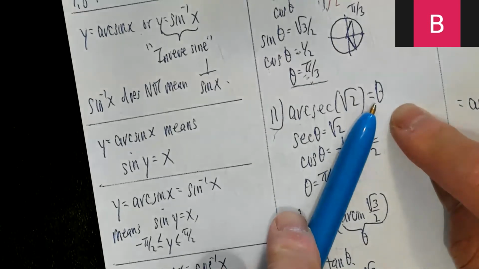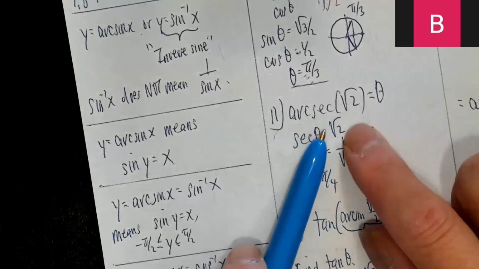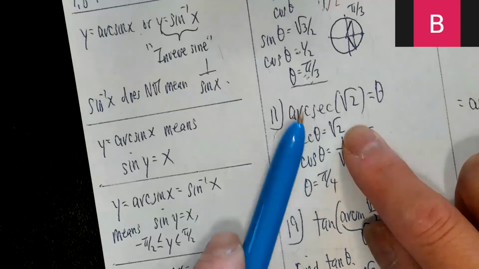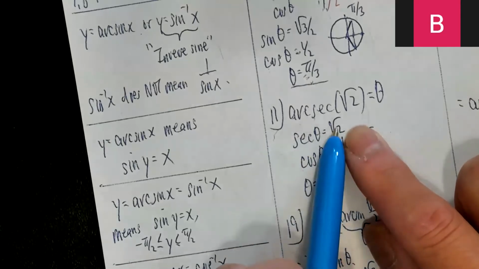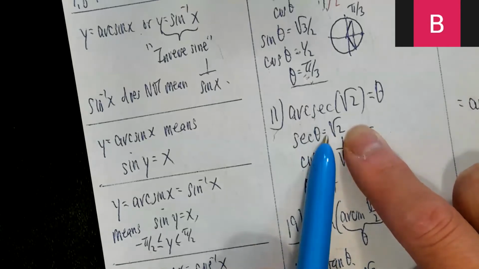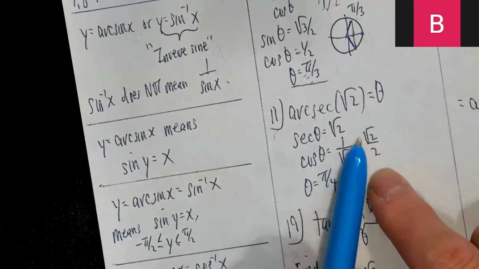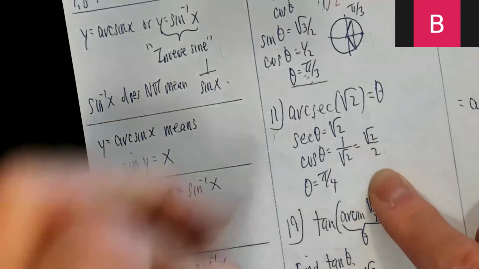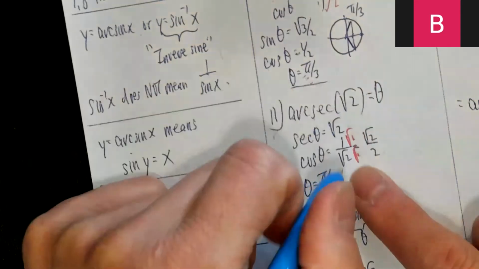Rewrite it without the arc. Secant theta is radical 2. I don't like secant. Take the reciprocal. Flip them both. Reciprocal of the secant, cosine. Reciprocal of radical 2 is 1 over radical 2, but that's more commonly written as radical 2 over 2, if you rationalize the denominator, right? Remember going stuff like this. Radical 2, get radical 2 over 2.